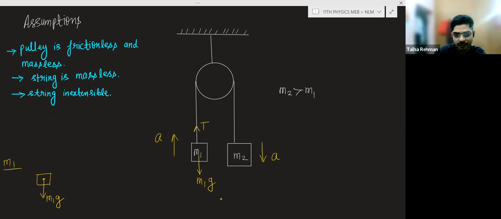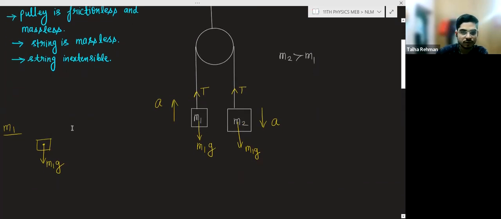For mass m2, the weight m2g will act in the downward direction. This weight is due to the attraction between the center of the earth and this mass m2. In this direction will be the tension. The tension is the same because the string is the same. For mass m1, the tension is in this direction, and m1 is going upward with acceleration a.